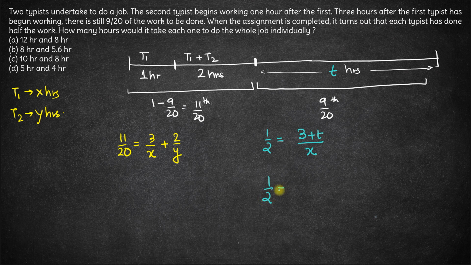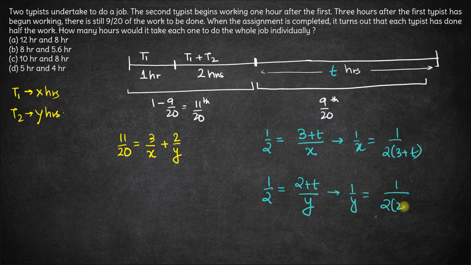Similarly, the second typist completes half of the work, and the second typist works for 2 plus t hours. So the fraction of work done will be 2 plus t upon y for the second typist, right? This is the fraction of work done by the first typist, which is half, and this is the fraction of work done by the second typist, which is also half. So from here we can say that 1 upon x is 1 upon twice of 3 plus t, and 1 upon y is equal to 1 upon twice of 2 plus t.